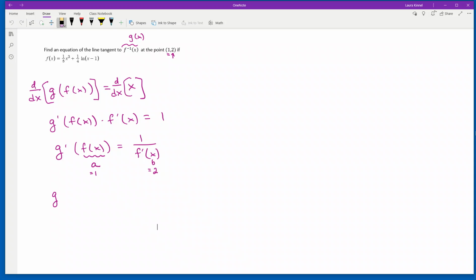So we've got G prime of 1 is going to be 1 over F prime of 2. Okay, and after you've done this a few times, you don't have to rederive it every time, but if you forget, it's not hard to rederive. If I want G prime at a given X value, I do 1 over its inverse at the corresponding Y value.